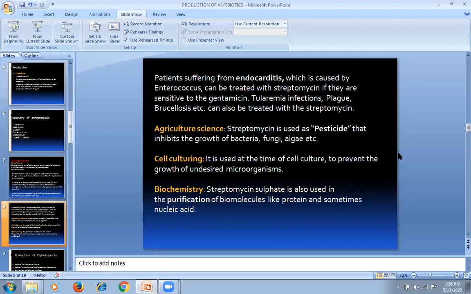So then, as far as agriculture science is concerned, streptomycin is used as a pesticide that inhibits growth of fungi, bacteria, algae, etc. In cell culturing, it is used at the time of cell culture to prevent the growth of undesired microorganisms. Of course, to prevent contamination, we can use it in cell culturing as well. In biochemistry, streptomycin sulfate is also used in the purification of biomolecules like protein, and sometimes nucleic acids also.